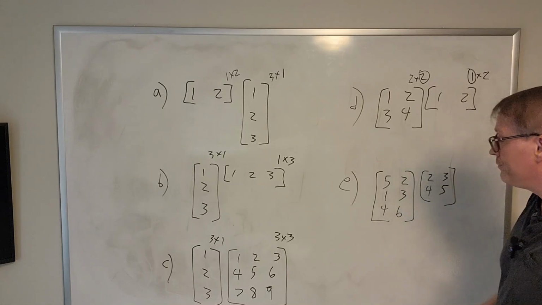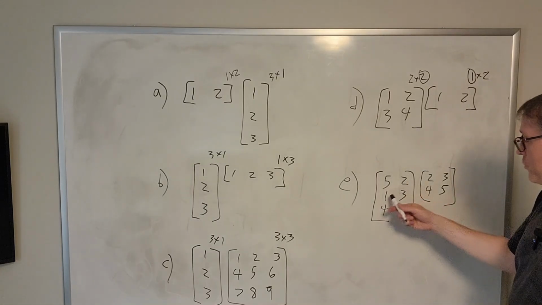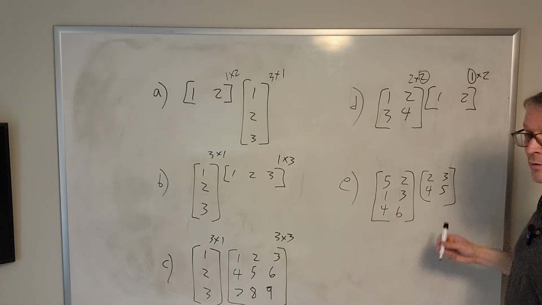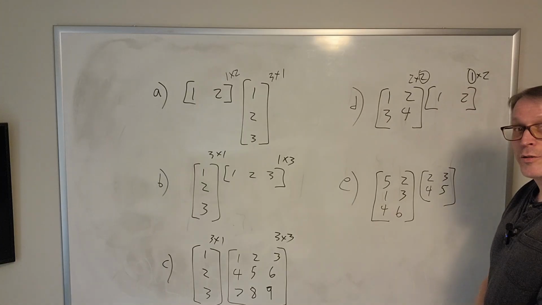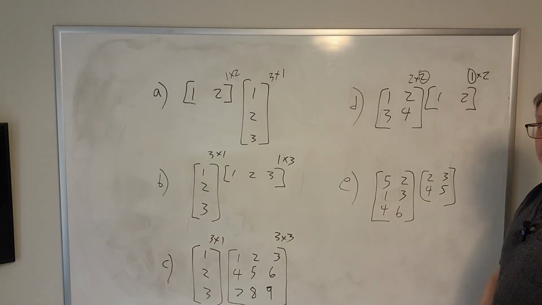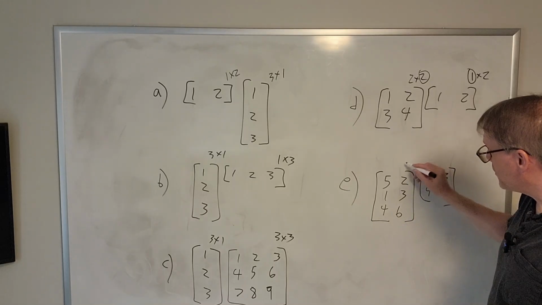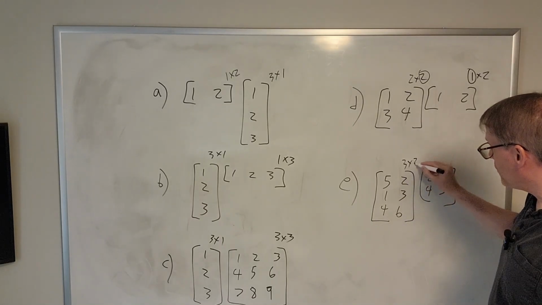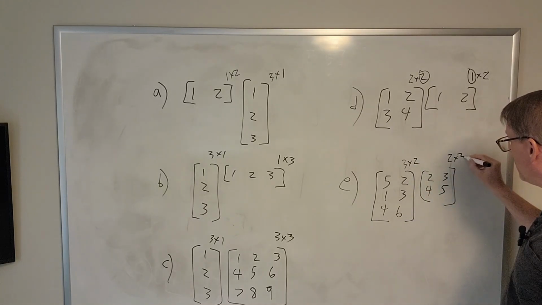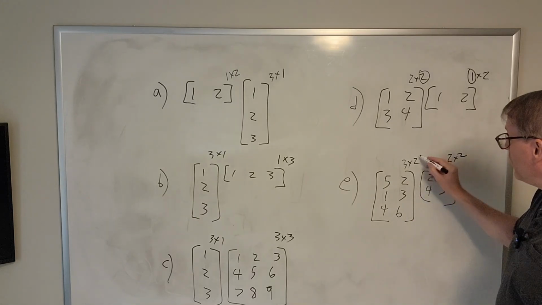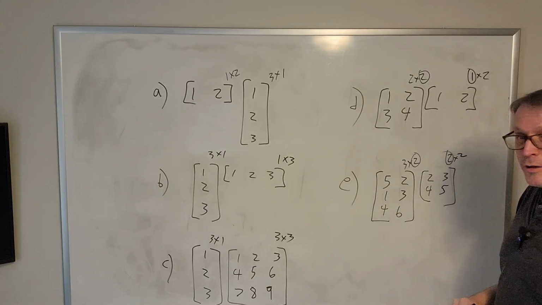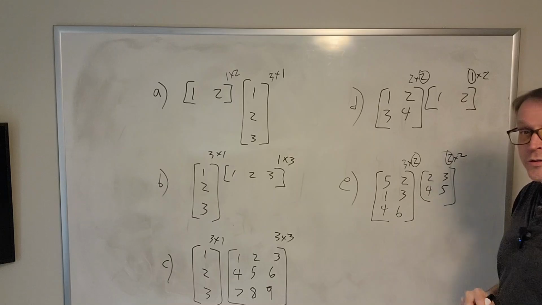How about this guy? This is 5, 2, 1, 3, 4, 6. This is 2, 3, 4, 5. What do you think? Well, the dimensions of this one are 3 rows by 2 columns, and this is a 2 by 2. Yes, you can. This number right here equals this number right here, and the result would be a 3 by 2 matrix.